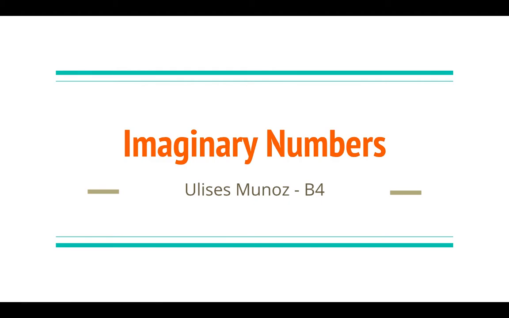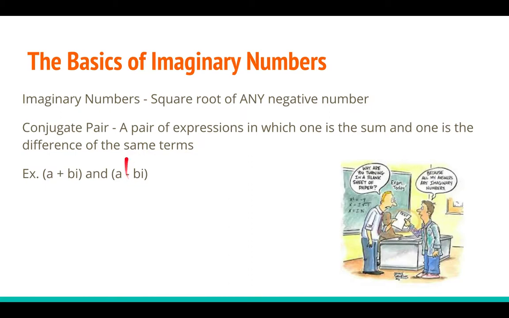So today we're going to be doing a lesson on imaginary numbers. You might be asking yourself, what's an imaginary number? Well, we're about to find out. An imaginary number is a square root of any negative number, such as square root of -1, -2, -3, and so on. You're also going to need to know what a conjugate pair is.